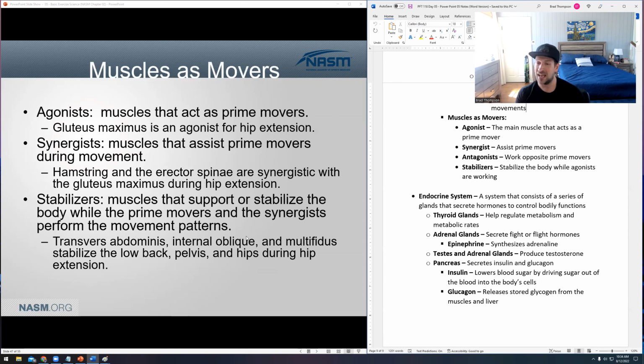And then you've got antagonists on the other side of the joint doing exactly the opposite thing. Their job is to relax when your agonist is contracting. So antagonists work opposite of the prime mover. For instance, your hip flexors, hip flexion is exactly the opposite of hip extension. So your hip flexors are supposed to relax when you're squatting, right?